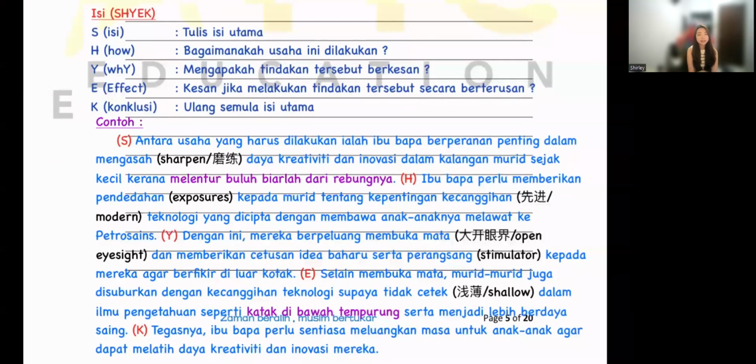Okay, look at the SHYEK, the EC. SHYEK refers to like the EC, how, why, effect, and the conclusive. The K here is not kata kunci, but the K here is about the conclusive. All right. So you see, our kata kunci is the usaha, which is what is the way, right? Every time when we talk about what is the way, what is the method, for sure we need to have a watak, someone to carry out.